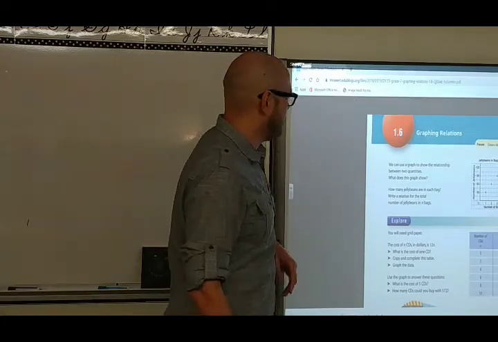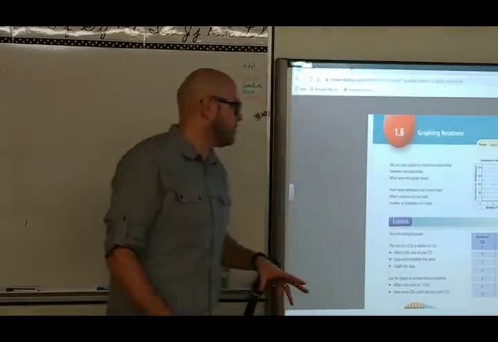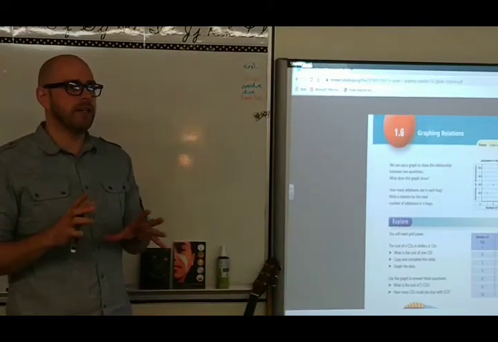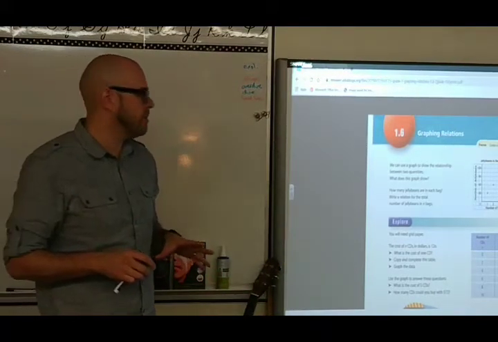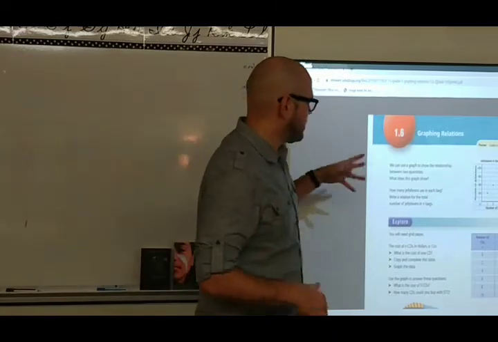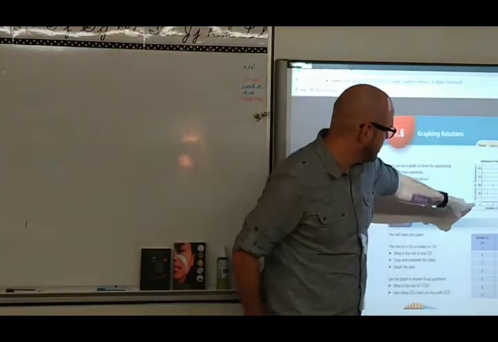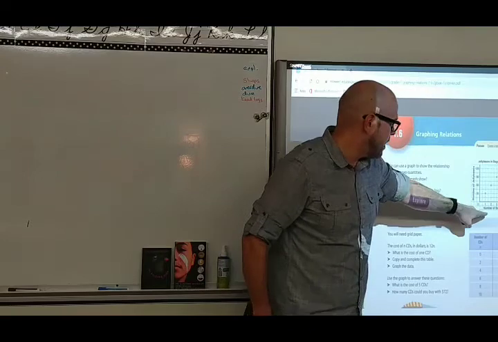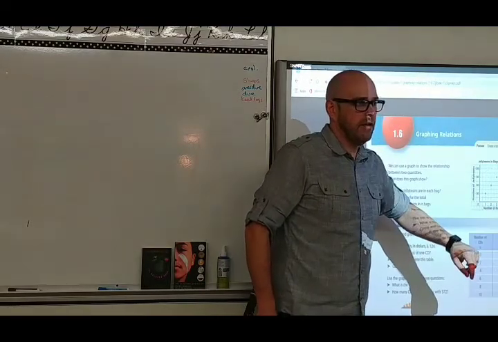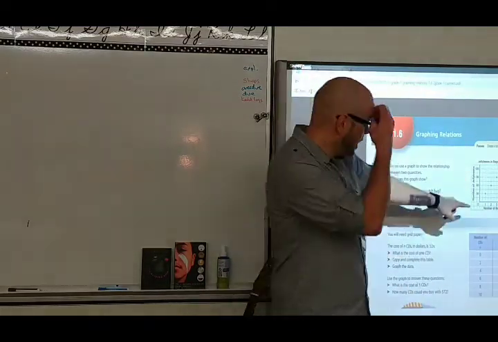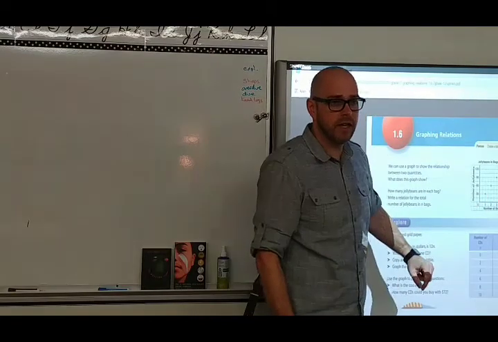1.6, graphing relations. So we can use a graph to show the relationship between two quantities. Grade 8s, just a reminder to be quiet, please. And it says, what does this graph show? So when we look here, it says number of jelly beans and number of bags. Once you put the two together, you can see that for each bag there's 30 jelly beans.